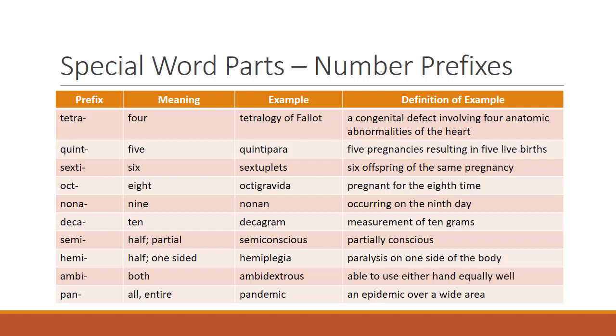Hemi, H-E-M-I, meaning half or one-sided. An example would be hemiplegia, which means paralysis on one side of the body. Ambi, meaning both. Ambidextrous would mean able to use either hand equally well. And pan means all or entire. So, for example, pandemic would mean an epidemic over a wide area.